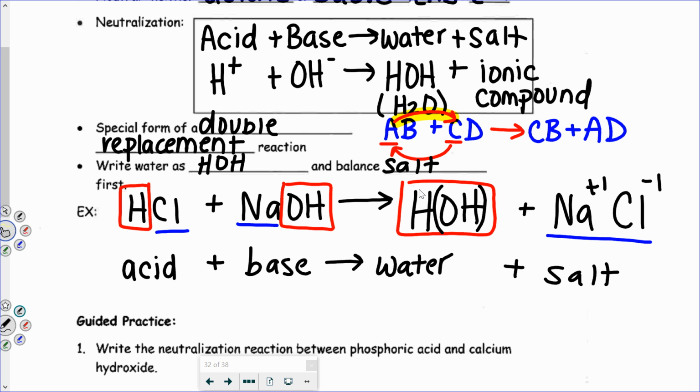So that's how you would write a neutralization reaction. It's a double replacement reaction. Notice that the H and the Na basically just switch spots. They did a little do-si-do. We just do it in a different way for this one.